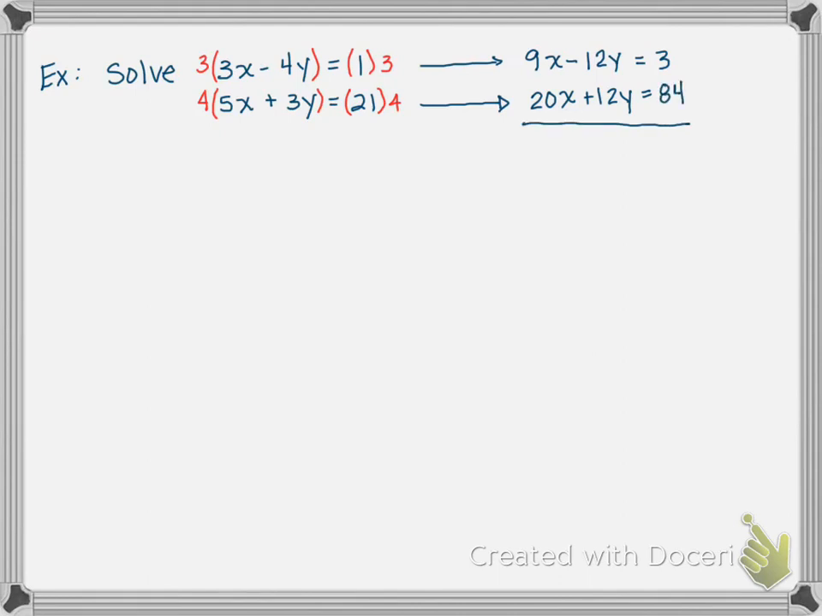So adding gives me 29x plus 0 equals 87. And so x equals 3. Yeah? And then if I plug that back in, I get y equals 2. Does anybody want to see me do that? Because I think you guys all did it on your own and got it. Yeah?